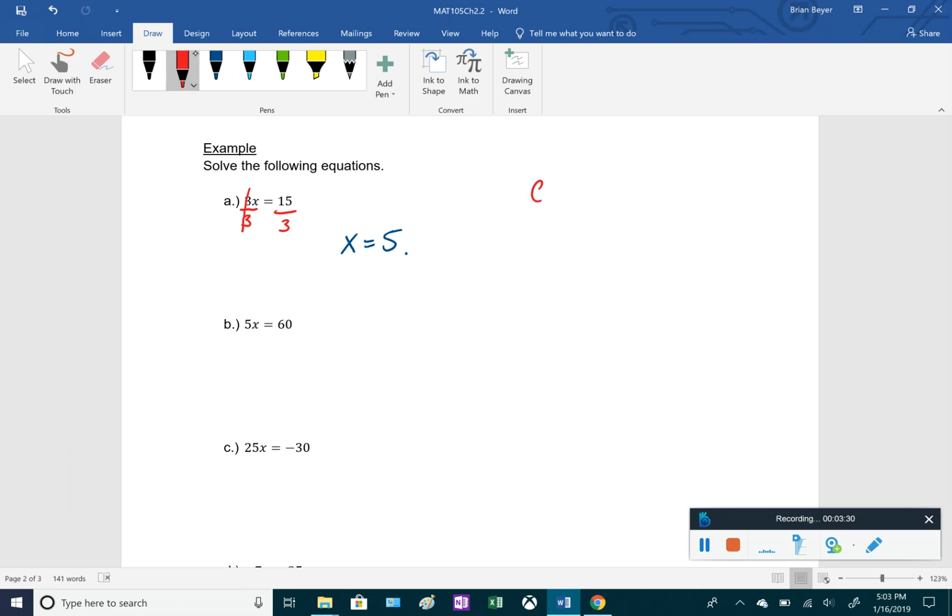Once again, we can check our answers, which I'll just check the first couple here. So that's 3x equals 15. We're going to plug in that 5 for x to see if we're correct. 3 times 5 equals 15. That is true. So that checks out.